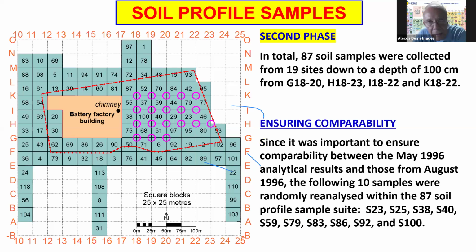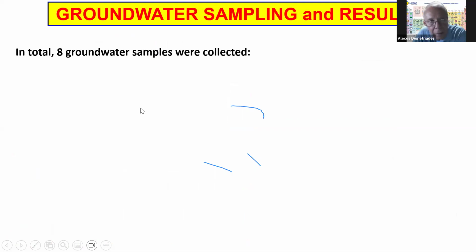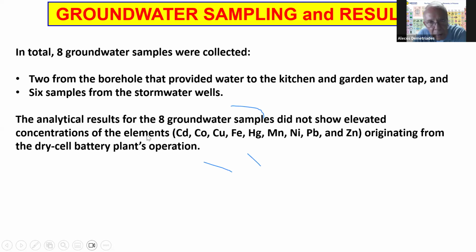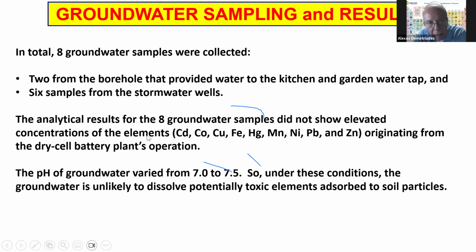And something that, again, we had to ensure is that we have comparative results between the May and August. We reanalyzed 10 samples in the batch of the deep samples. 8 groundwater samples were collected, and we did not see any elevated concentrations.